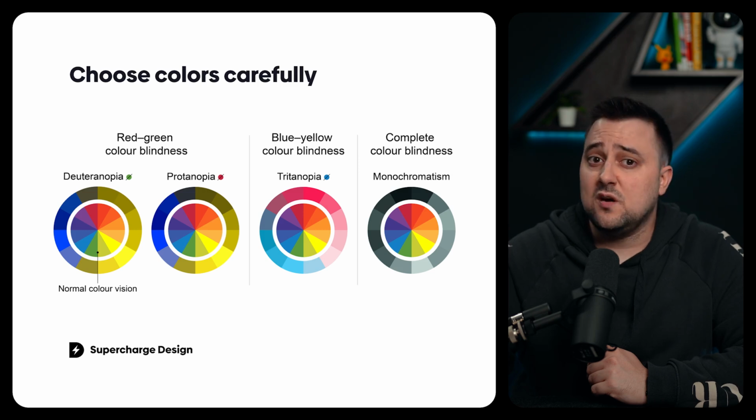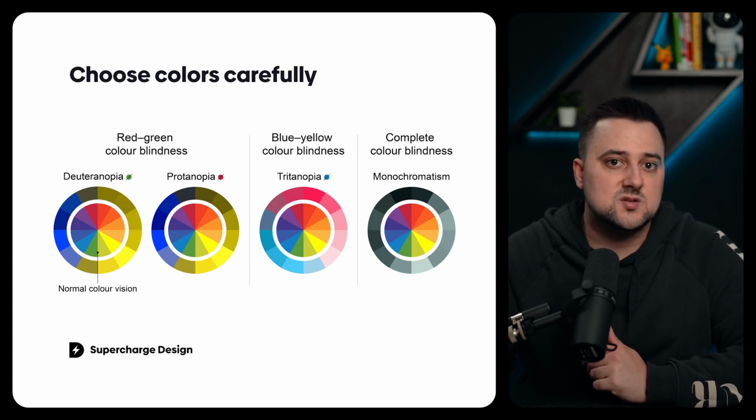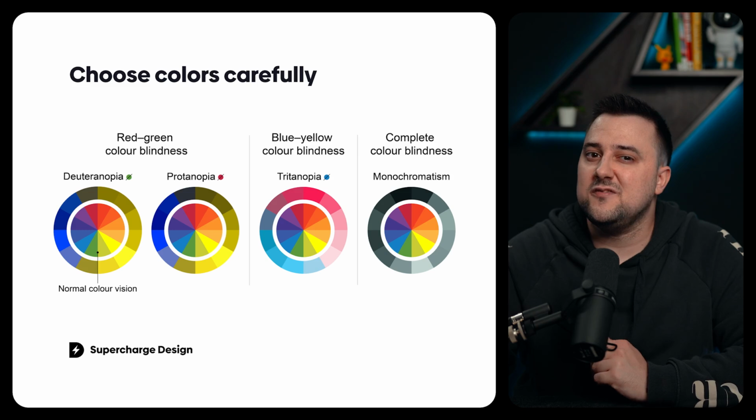Another tip is choosing colors carefully. When selecting colors, consider how they will appear to users with color vision deficiencies. Use opacities and natural lightness or darkness of a color shade to signify differences too.